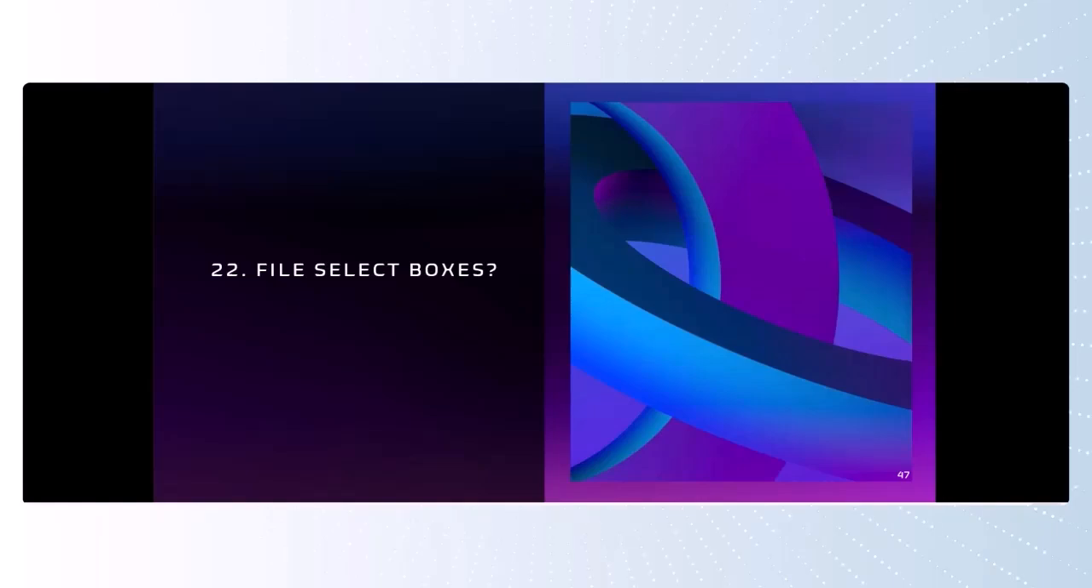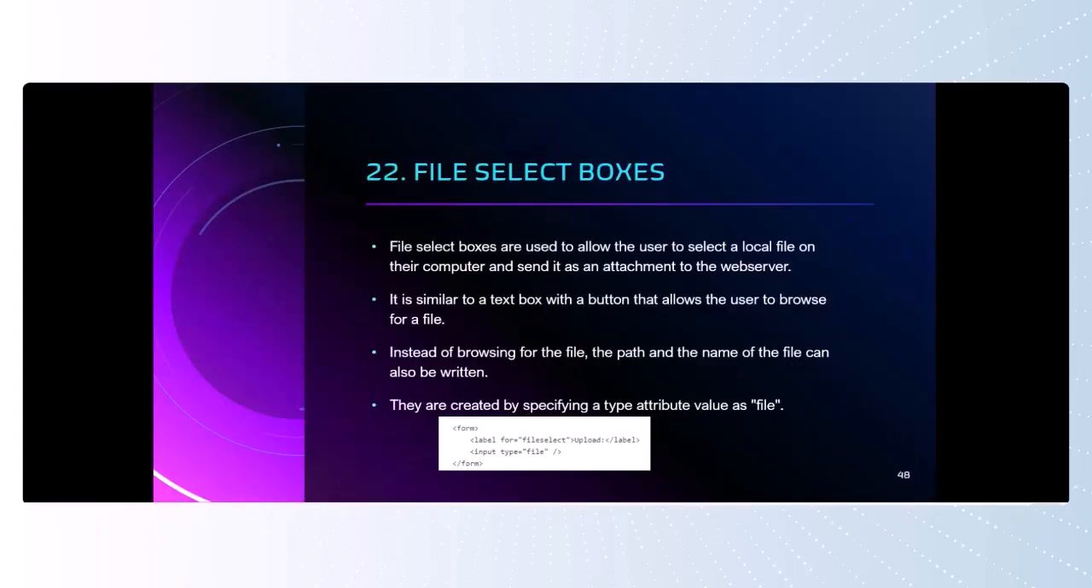What are file select boxes? File select boxes allow the user to select a local file on their computer and send it as an attachment to the web server. It is similar to a text box with a button that allows the user to browse for a file. So instead of browsing for the file, the path and name of the file can also be written. And they are created by specifying the type as file. So then we have the input type equals file.